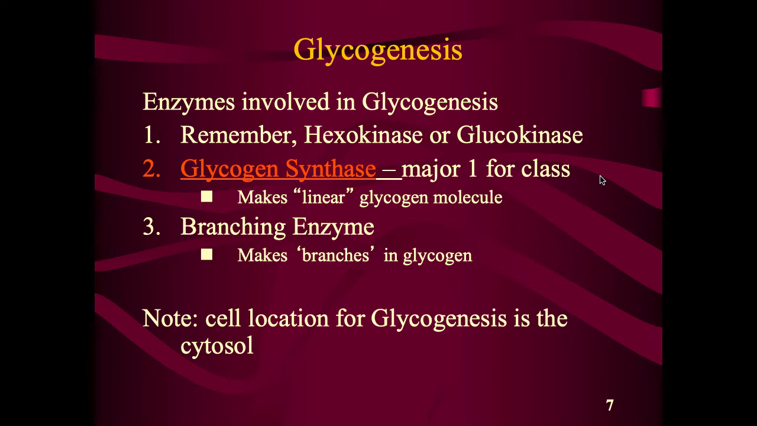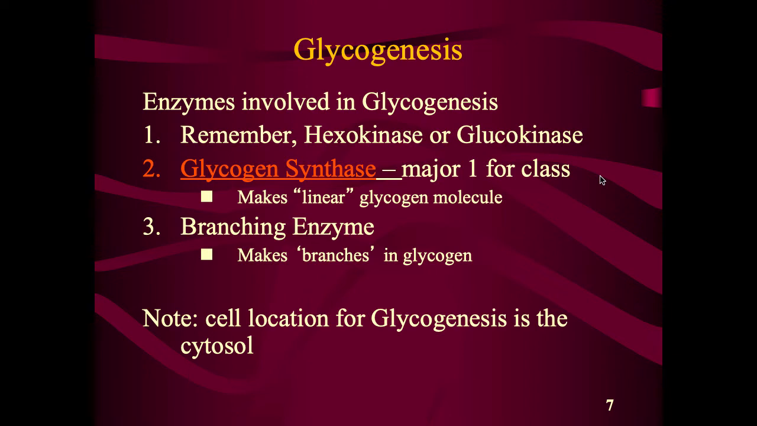All right, remember the initial molecule is glucose. Glucose enters the cell and goes to glucose 6-phosphate. And then after that, it's converted to glucose 1-phosphate. We'll look at the diagram in a second. And then there are 2 enzymes involved in glycogenesis. Again, we'll focus on one, and that's glycogen synthase. Glycogen synthase makes linear glycogen molecules.